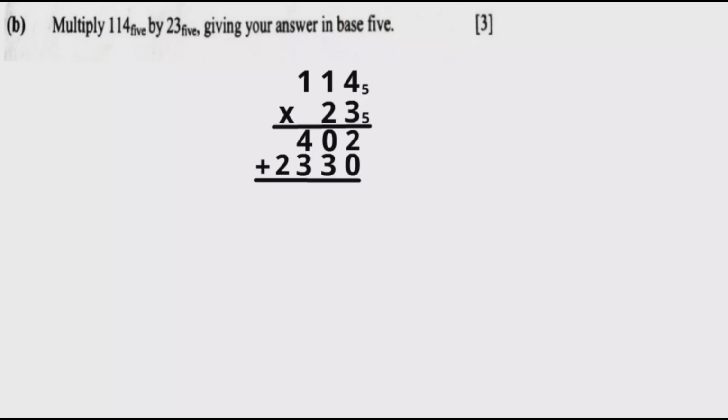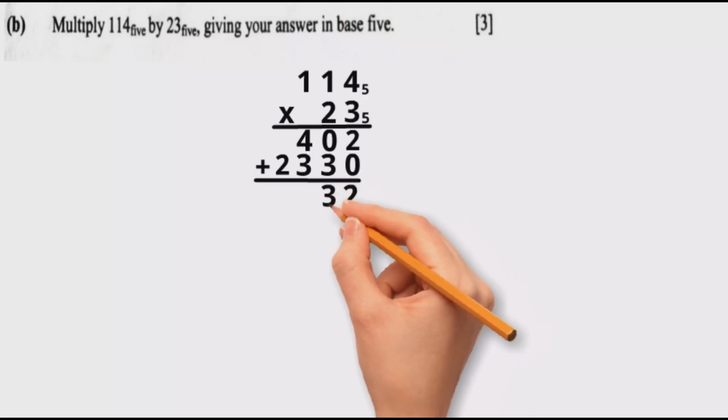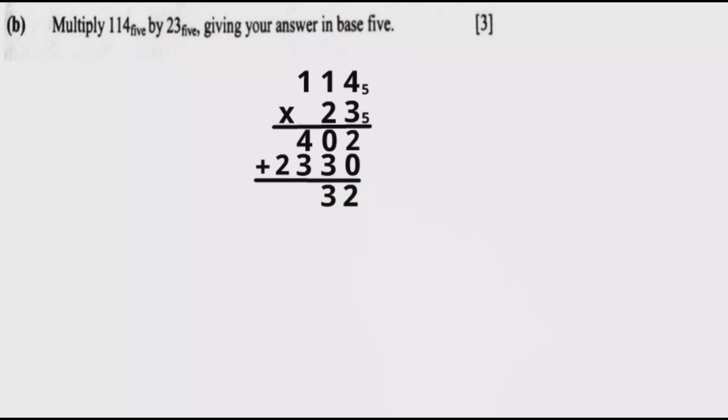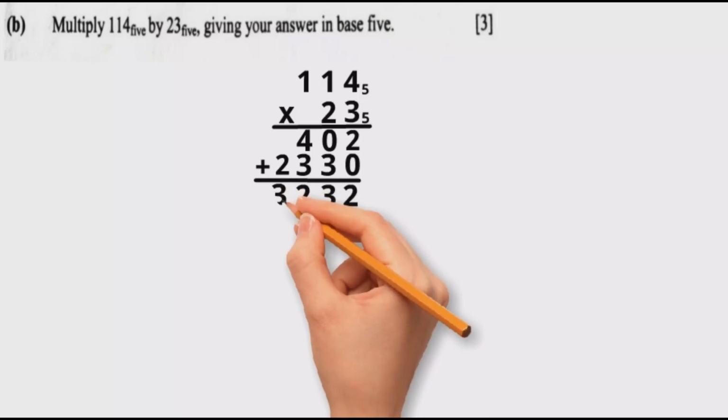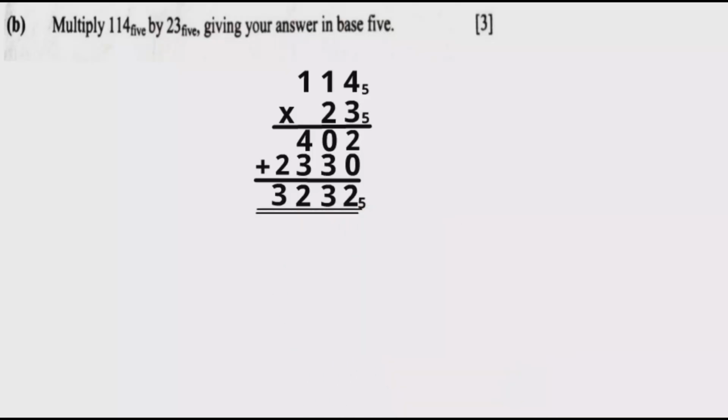We say 2 plus 0 to be 2. 0 plus 3, it will be 3. 4 plus 3 to be 7. So 7 is greater than 5. So we say 5 into 7 goes 1 time, remainder 2. We write 2 here. Then we say 0 plus 2 to be 2 plus 1 to be 3. So the answer will be 3232 in base 5.